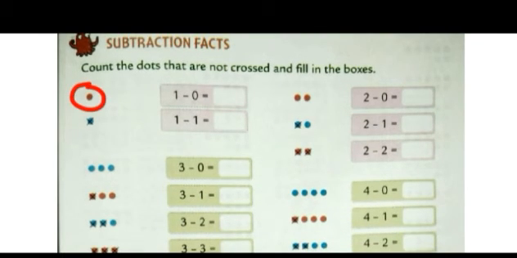One red dot is there and no dots are crossed. That means only one dot is there. So 1 minus 0, we will write 1 only.